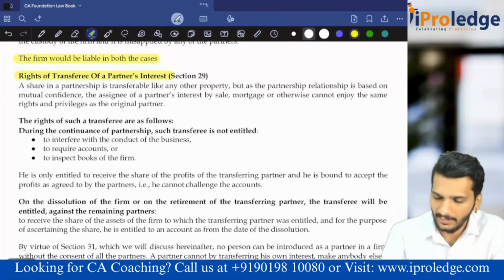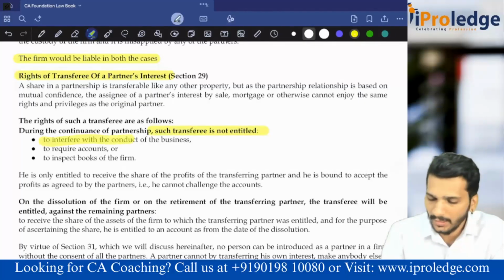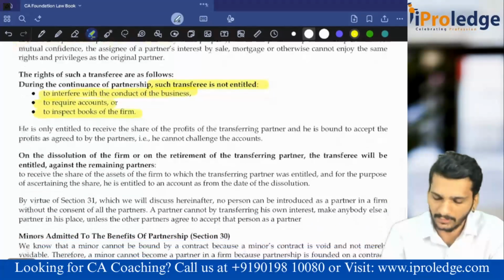He is not entitled to interfere with the conduct of business, to require the accounts, or to inspect the accounts of the firm. He is not entitled to all those things.